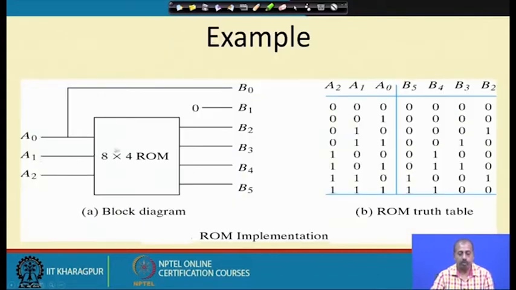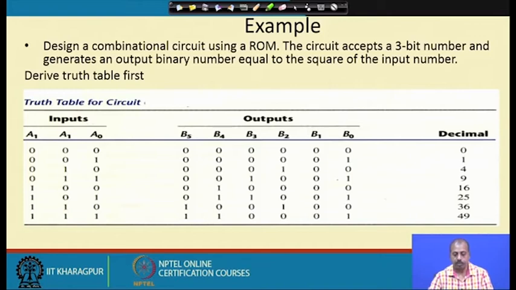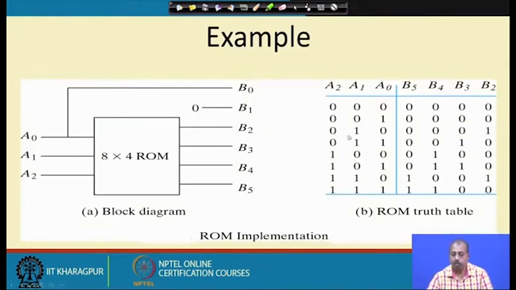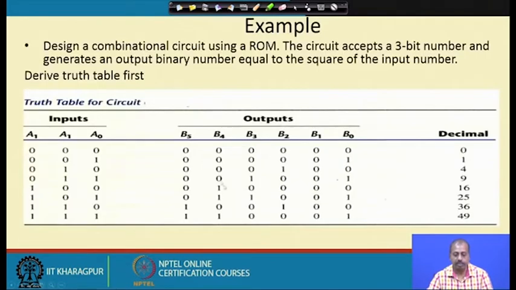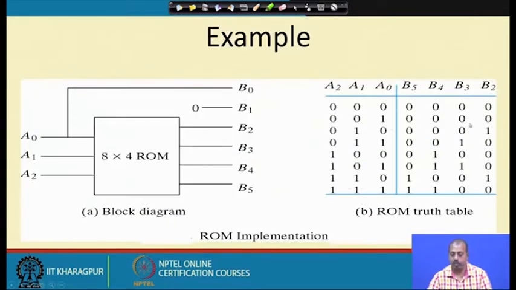So, this is the final truth table that I need to store. I need to store the truth table for B2, B3, B4 and B5, because I know B1 is equal to 0 and B0 is always equal to A0. So, from this table, for 0 0 0 the output should be 0 0 0 0, for 0 0 1 it is 0 0 0 0, like that. So, this is the output.